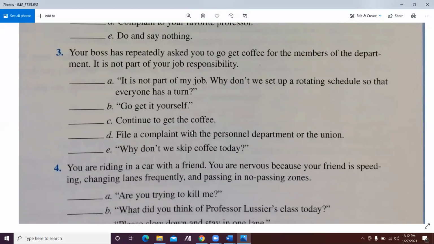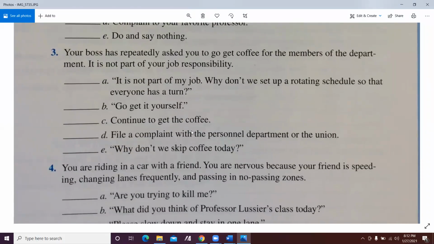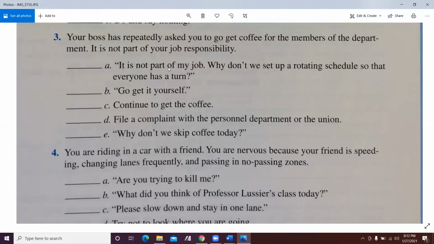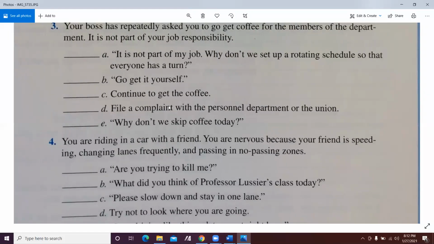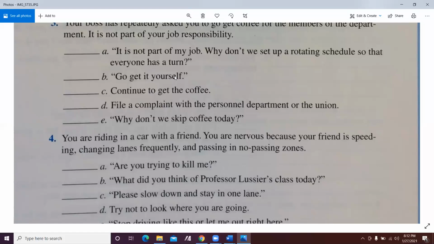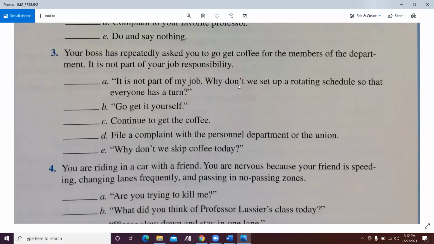Or depending on your respect for the boss, and depending on your power, your contribution, your performance, your relationship with peers, you can make a joke, something like, why don't we set up a rotating schedule so that everyone has a turn? Can you develop another one instead of this, which is also assertive?